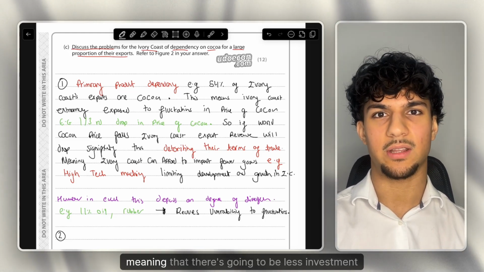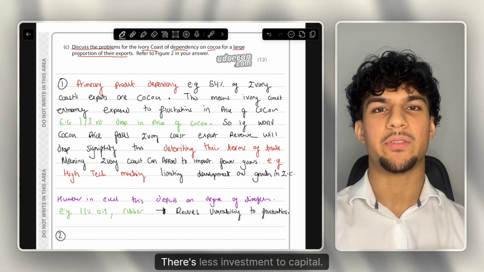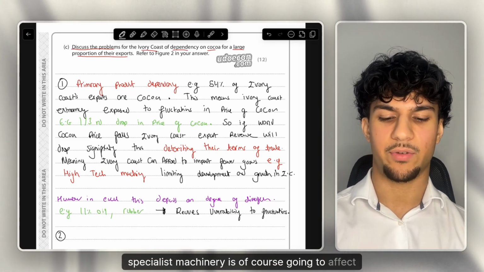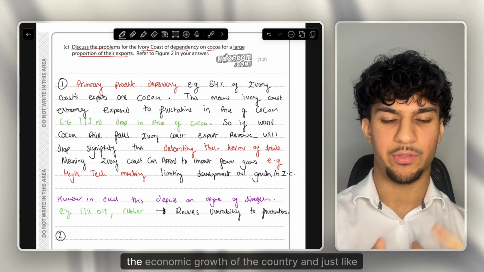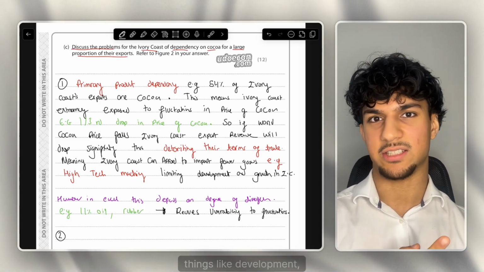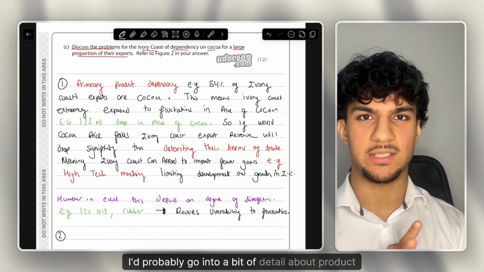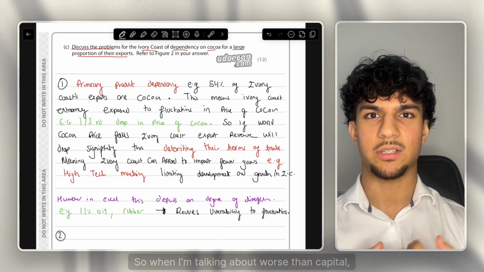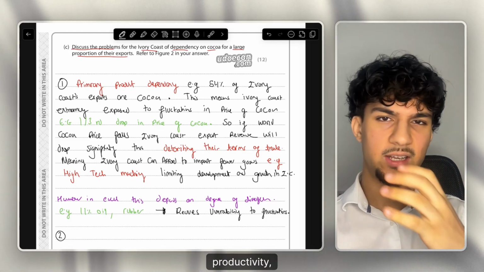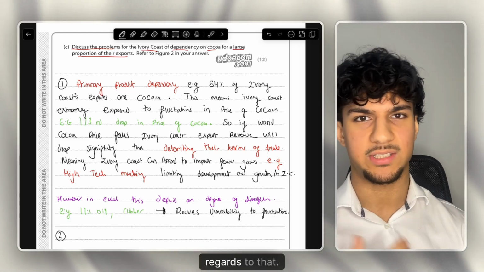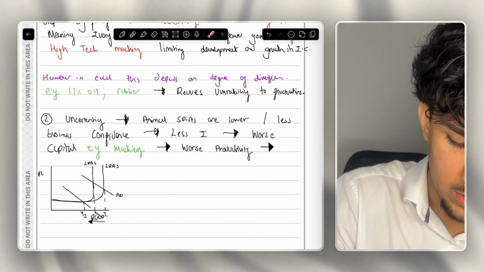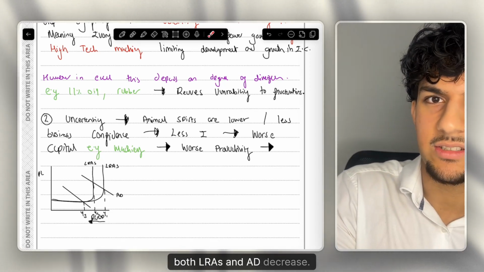Firms are going to invest less, meaning that there's going to be less investment into capital. If there's less investment into capital, like tractors, specialist machinery, it's of course going to affect things like LRAS, the economic growth of the country, and things like development. And of course, I'd probably go into a bit of detail about productivity there. So when I'm talking about worsened capital, it's going to worsen the productivity, then develop a bit of a chain of analysis with regards to that. So yeah, that's pretty much my chain of analysis there. I would just conclude it with talking about how both LRAS and AD decrease.